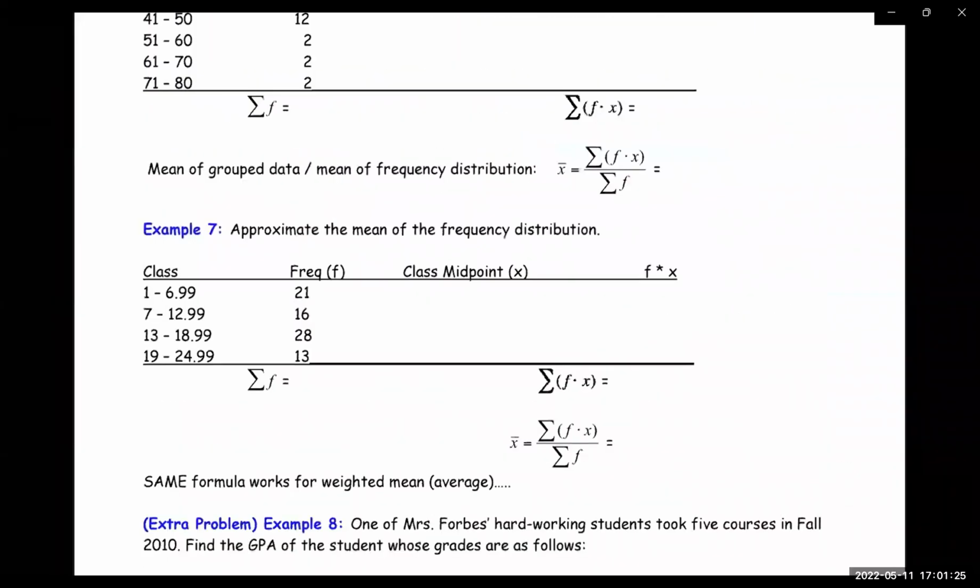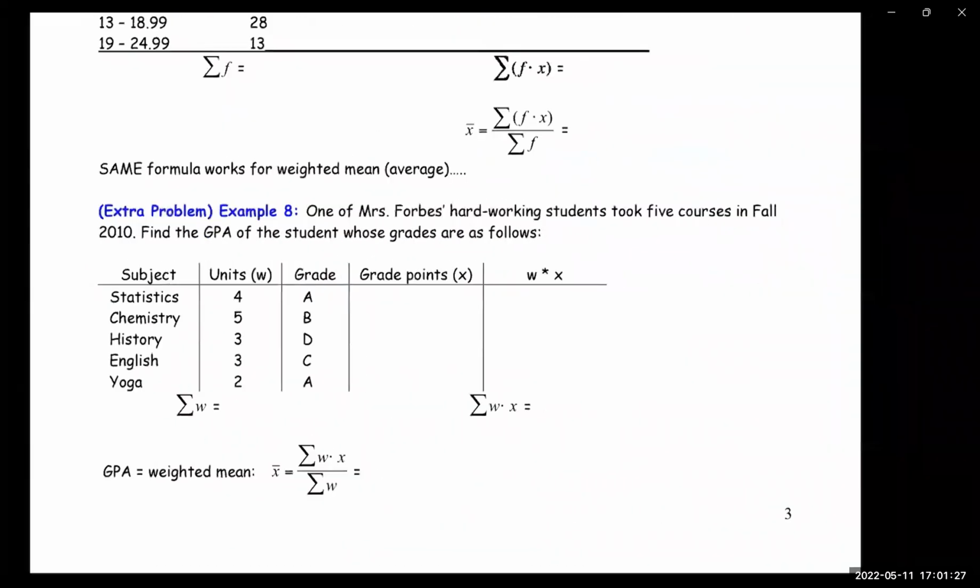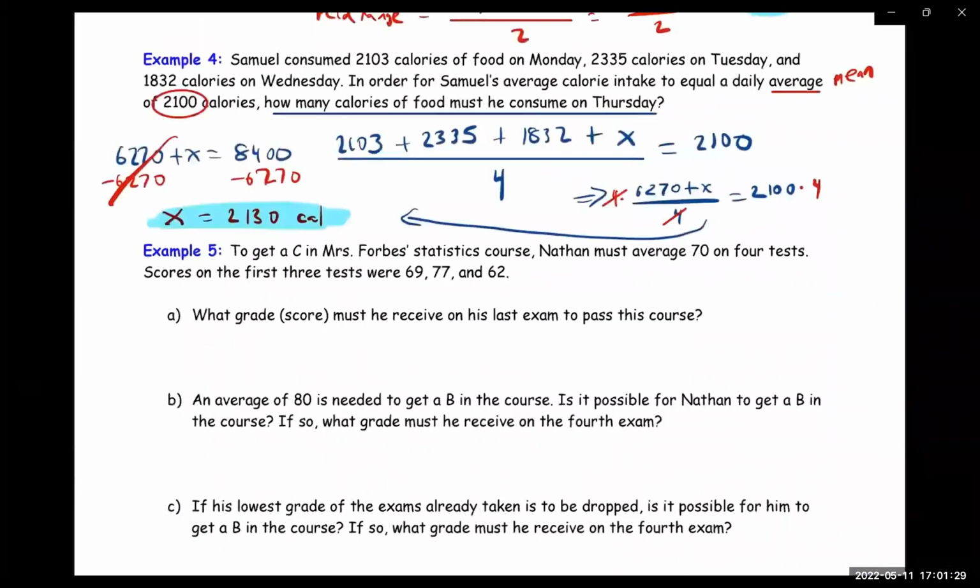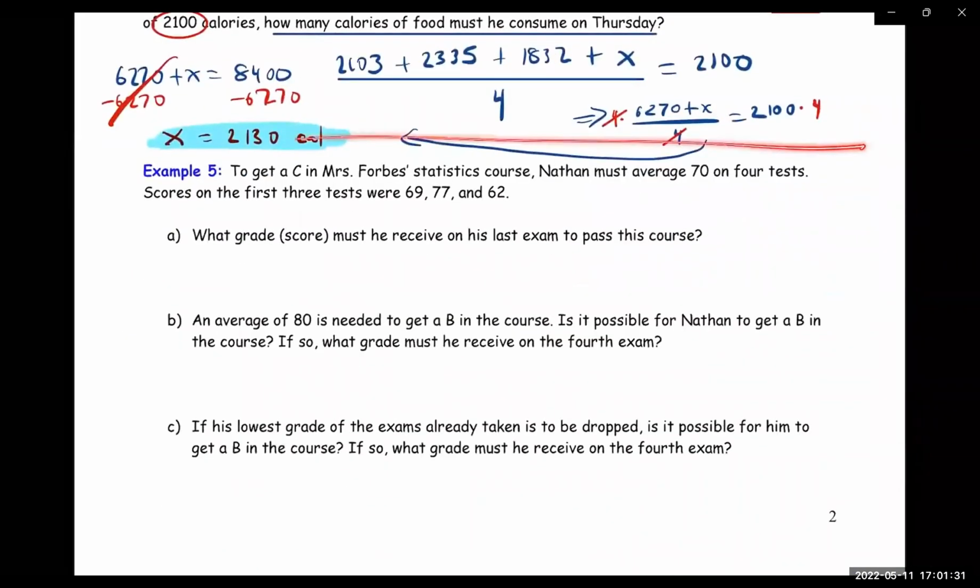All right, let's see. We've got a few more problems. So this is the last page here. So I think this would be a good time for a break. So let's take a break here. We'll come back in 15.